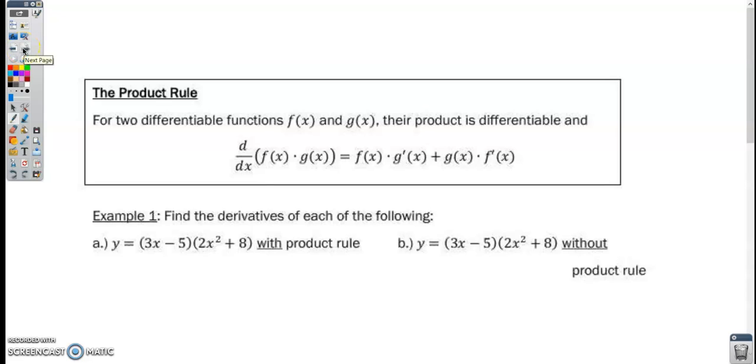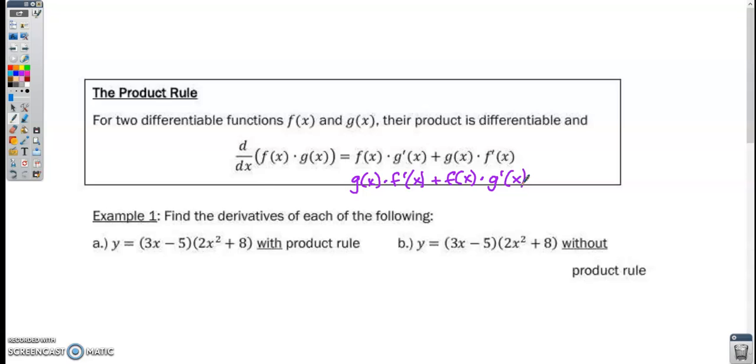And you see it at the top of the next page here. For two differentiable functions, f of x and g of x, their product is differentiable, and the derivative of f of x times g of x is f of x times g prime of x plus g of x times f prime of x. So first function times derivative of second plus second function times derivative of first. And of course, addition is a commutative property, so it's also okay if you think about it this way. That's also a way of thinking about the product rule.